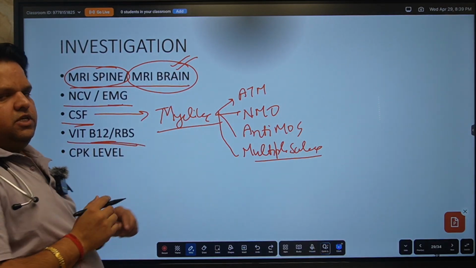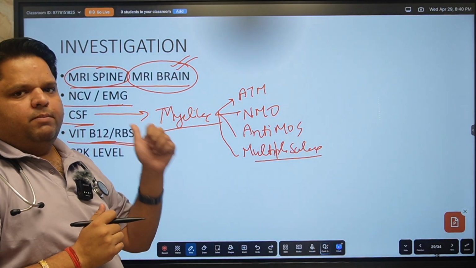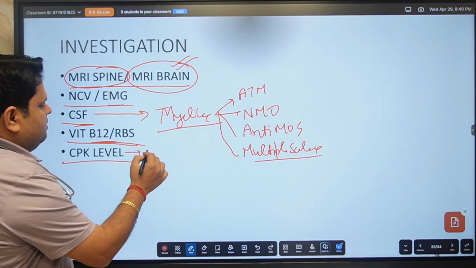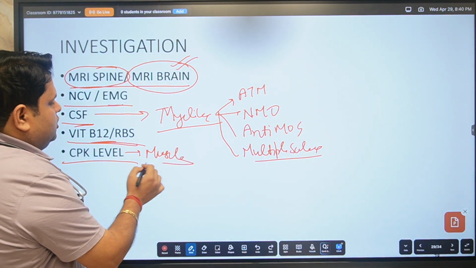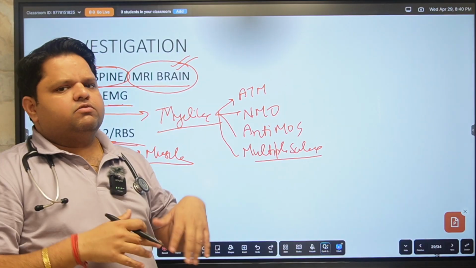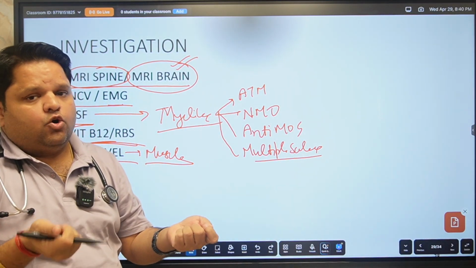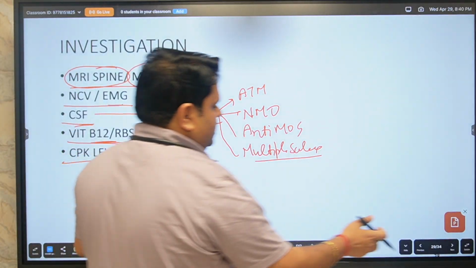Vitamin B12 deficiency, also look for the subacute combined degeneration of vitamin B12 deficiency neuropathy, and the CPK level for the muscle disease. So this is the small investigation. We may increase our investigation according to the cause we are thinking, according to the level we are thinking for the disease.